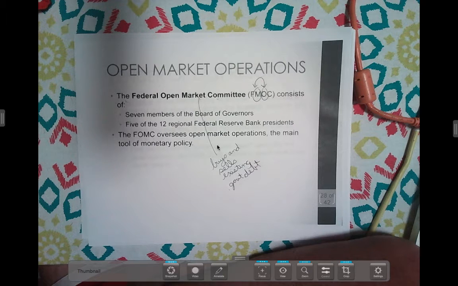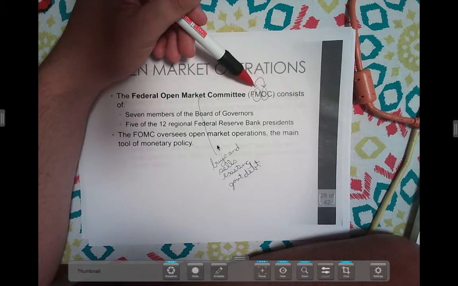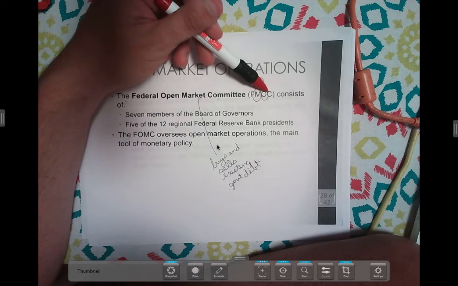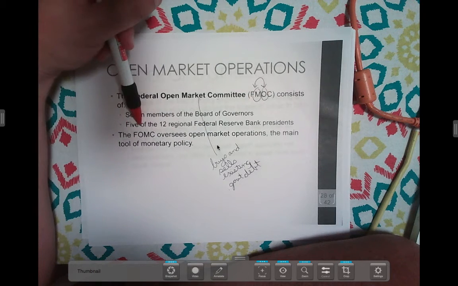Okay, so I'd started to write this before and then he fell asleep. There's a typo here. It's FOMC, not FMOC. It's FOMC, and they did spell it right here.